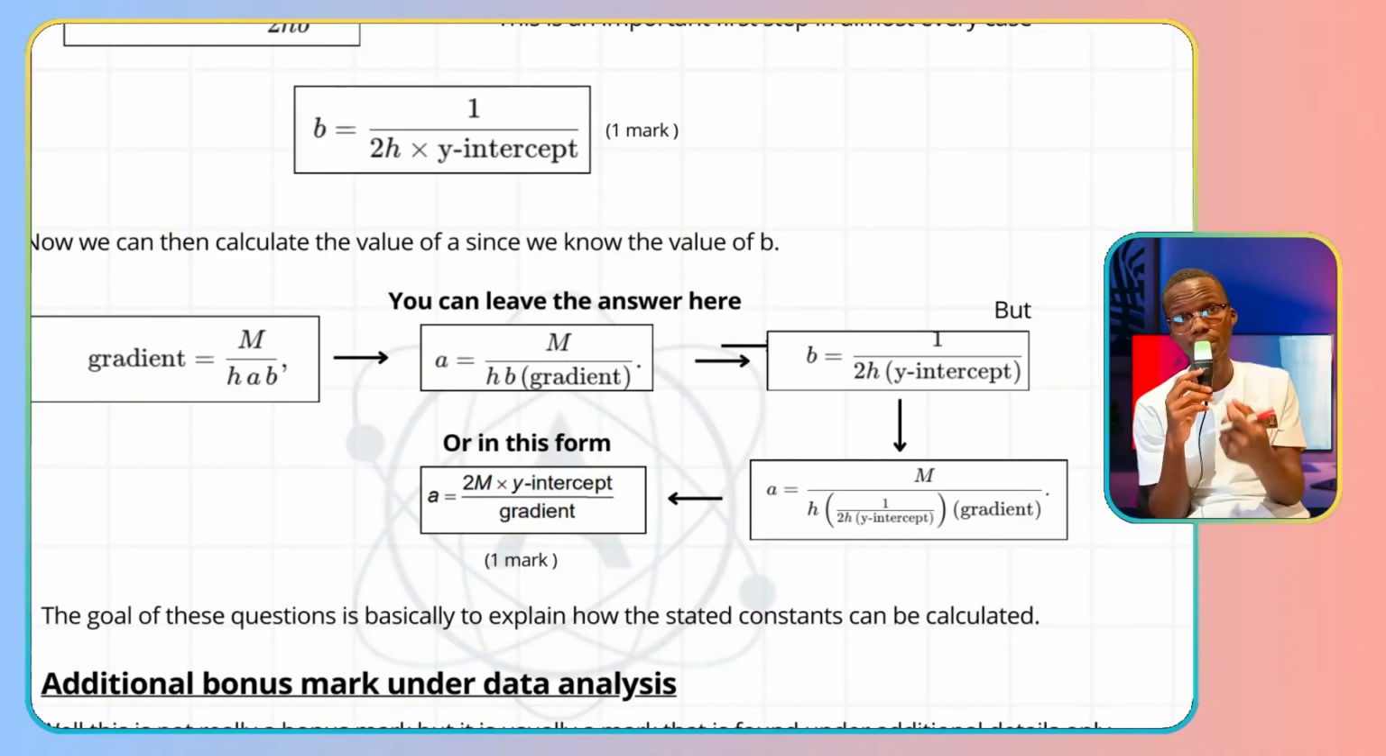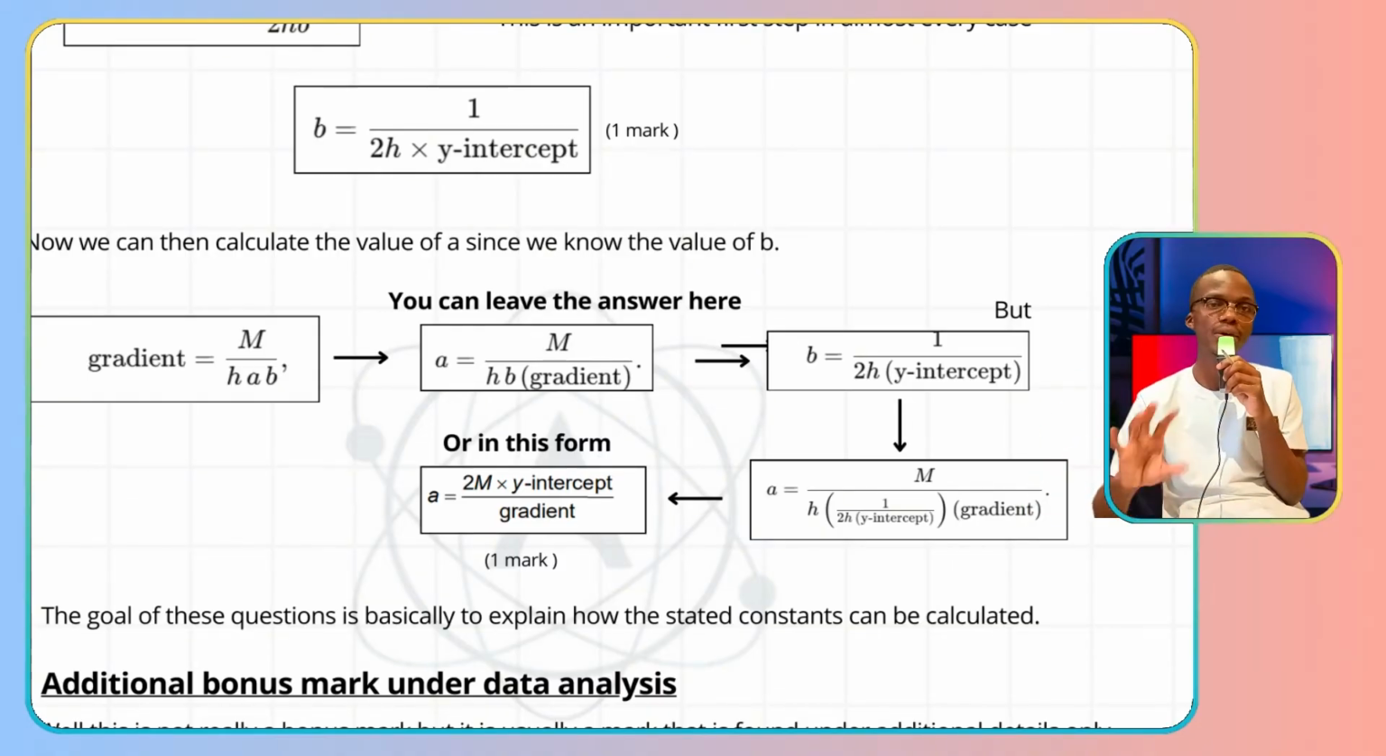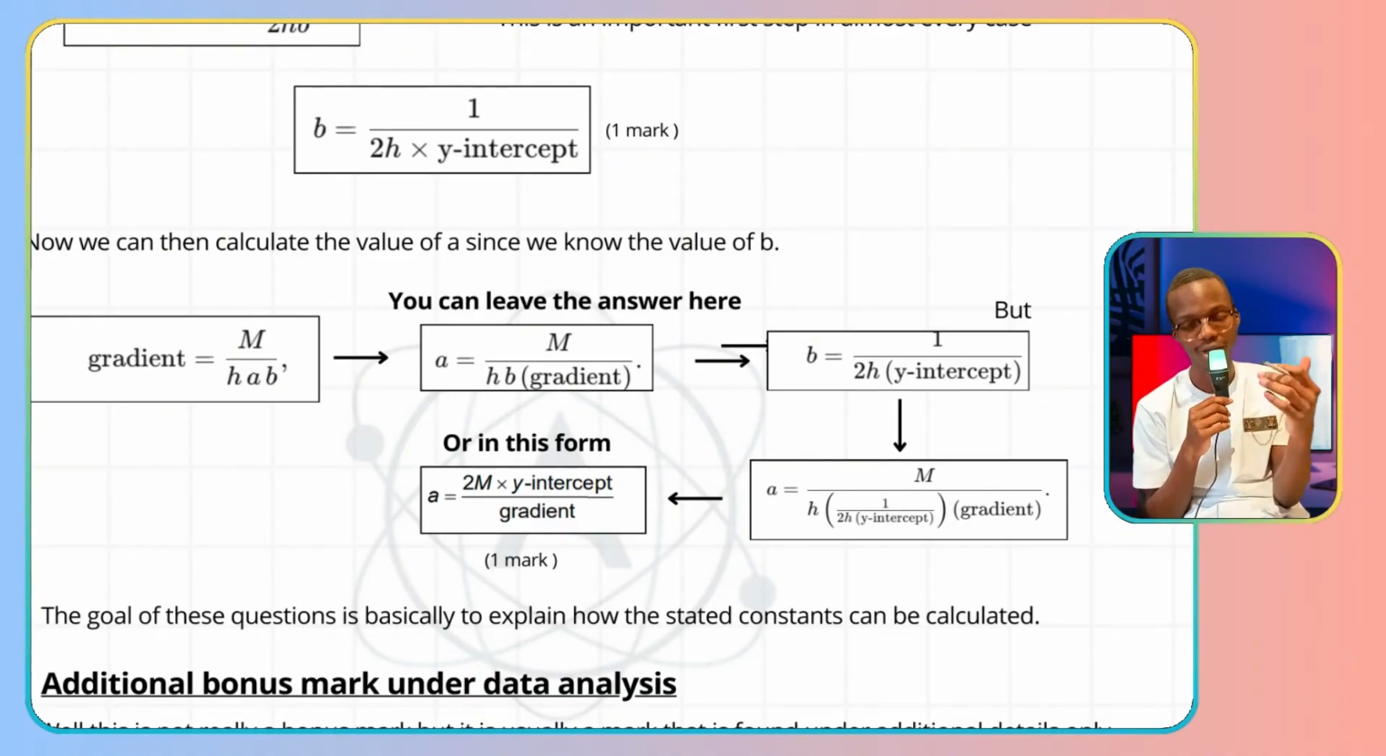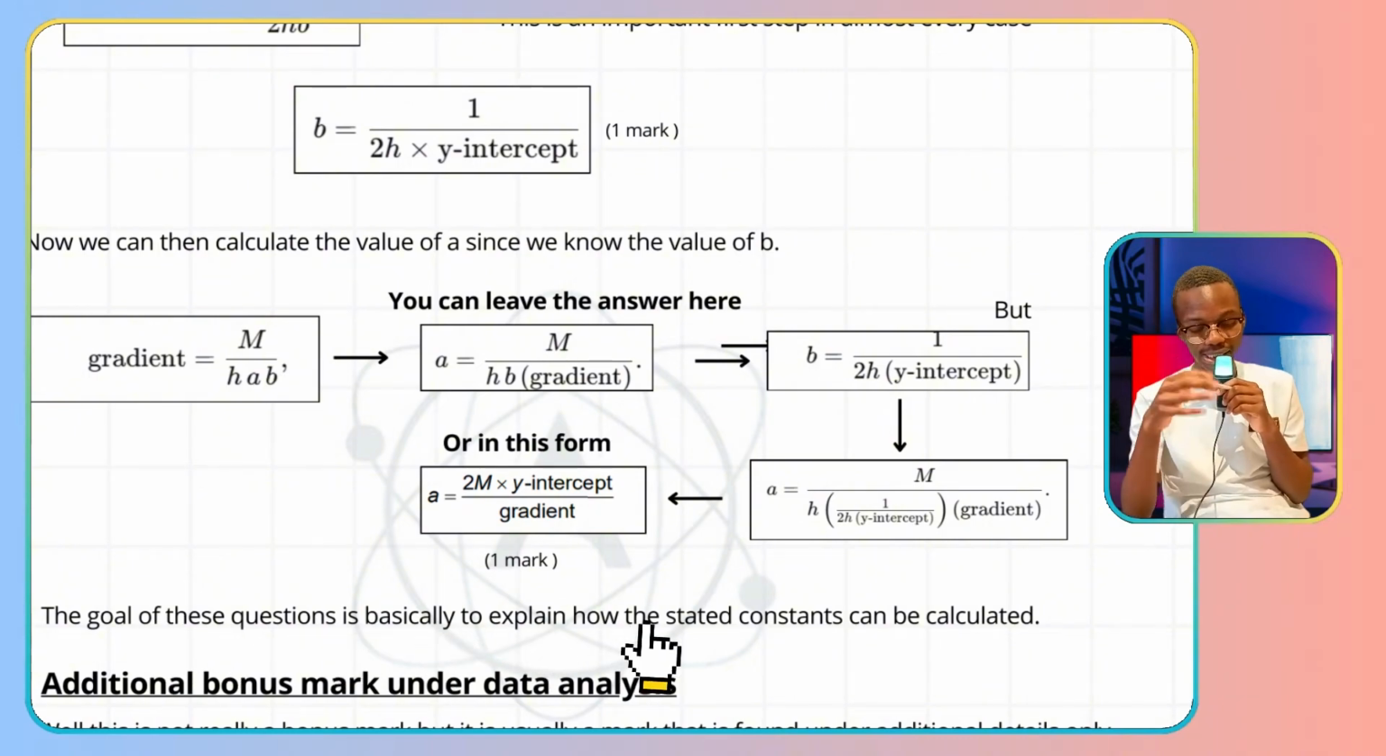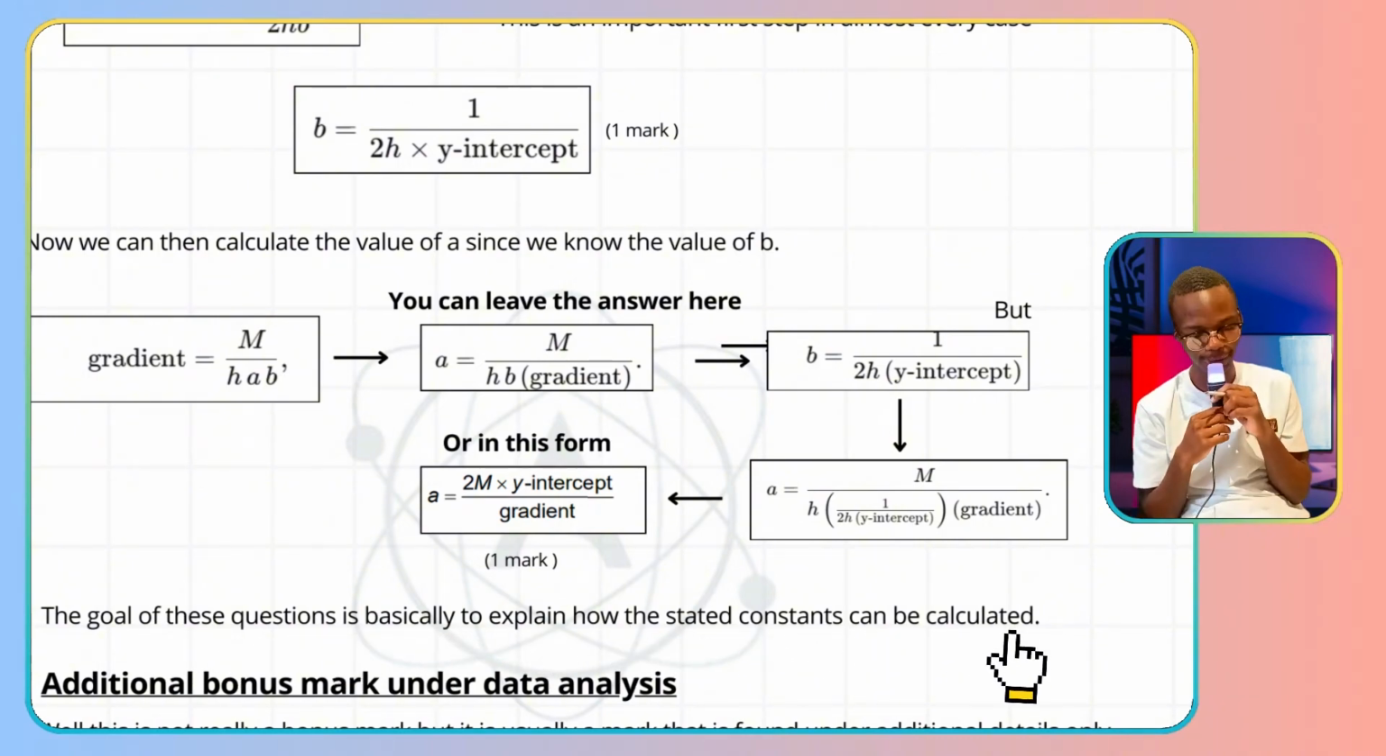So if a question has 2 constants, you likely get all the 3 marks under method of data collection. If it is 1, just tell them how you get that thing. Usually it's gradient is equal to something else and make that variable the subject of the formula. Or y-intercept is equal to something else and make that something the subject of the formula. And you have your marks, right? So the goal of these questions is basically to explain how the stated constants can be calculated.